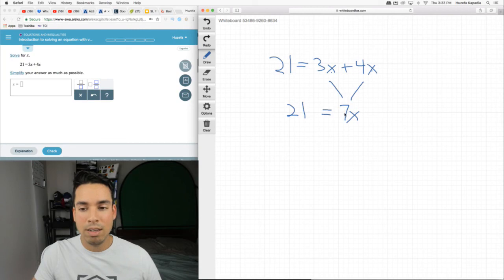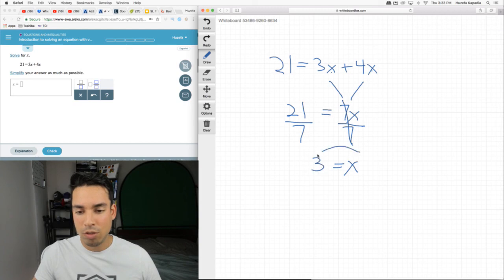Then we isolate. Now we've got one x next to a 7, and we need to get rid of that 7. Well, what's the 7 doing to the x? Multiplying. The opposite or inverse of that is dividing by 7. Divide both sides by 7. This turns into 1x, which is just x equals 21 divided by 7, which is 3.